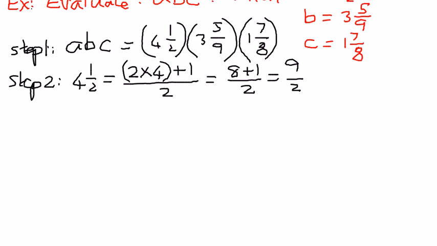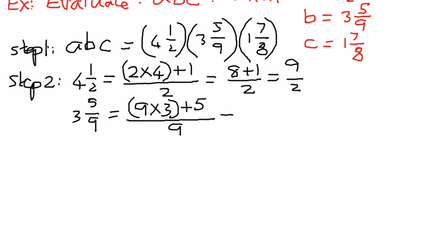We'll take the second mixed number. The second mixed number is 3, 5 over 9. So here again, we're going to convert this mixed number into improper fraction format. So we take the number in the denominator, multiply it by the number on the side, take the product of that, and then add the value in the numerator of the fraction, and then divide that whole expression by the denominator of the fraction. So 9 times 3 is 27 plus 5 divided by 9. So 27 plus 5 is equal to 32 divided by 9.